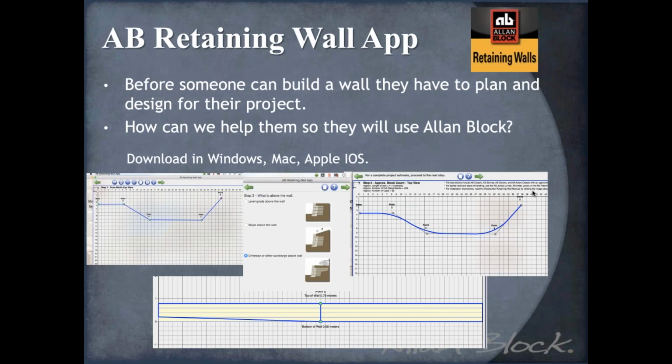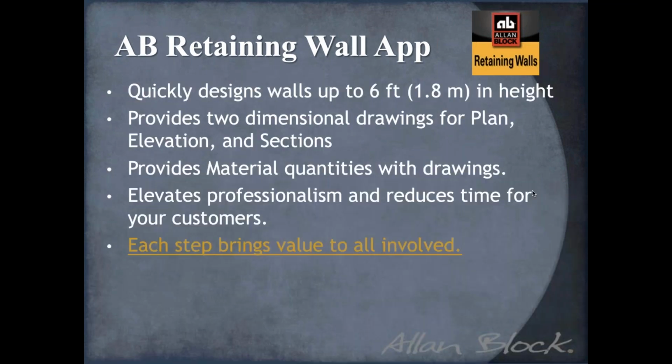So getting into it, the first tool we're going to talk about is the AB Retaining Wall app. So the AB Retaining Wall app is great for people to really design walls that are going to be up to 6 feet in height. It's going to provide you with kind of two-dimensional drawings for your plan view, your elevation views, as well as your section views. One of the emails that it'll send back has a full estimate as well. That'll tell you your block estimate, your grid estimate, as well as your rock and infill estimates.